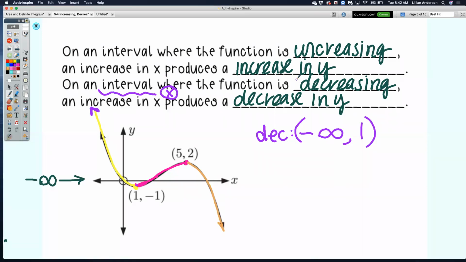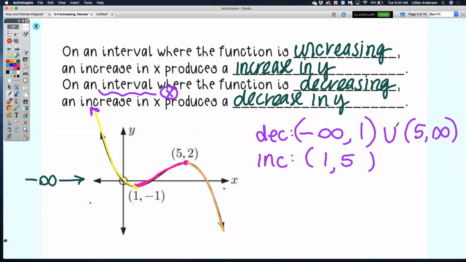After that, in the pink, as we can see, we were increasing from what x value to what x value? 1 to 5. And then afterwards, we were what? Decreasing from 5 to positive infinity. How do I connect these two intervals? With that union. Okay? Just like how we would if it was domain and domain, it's the same type of concept. Except this time we're just talking about where the function is increasing and decreasing.